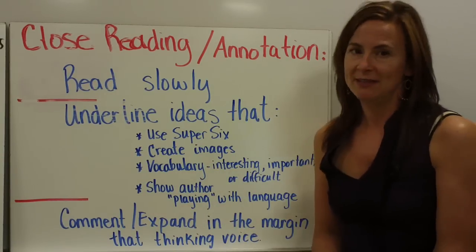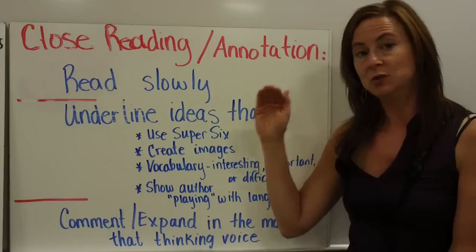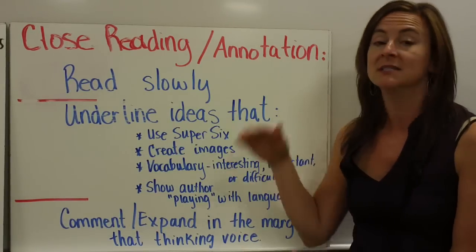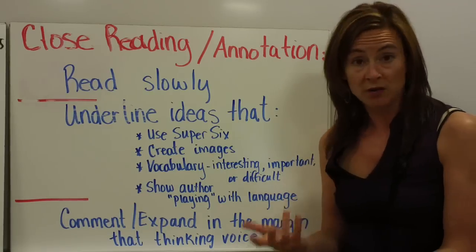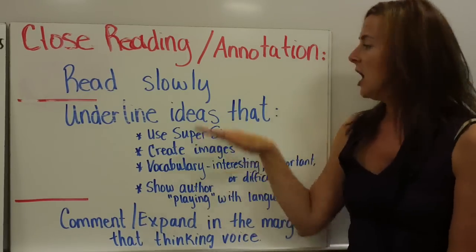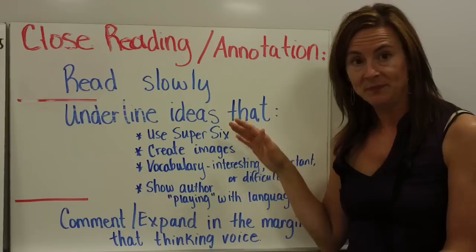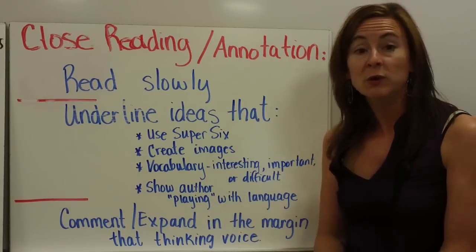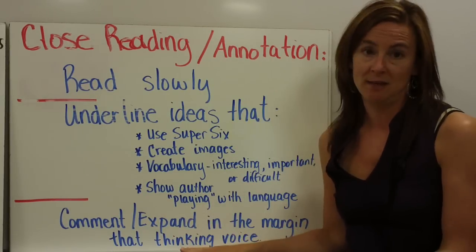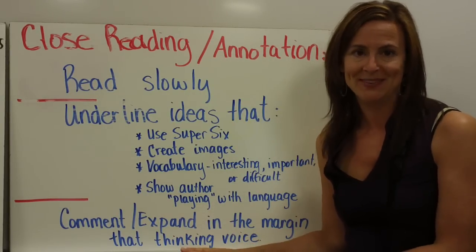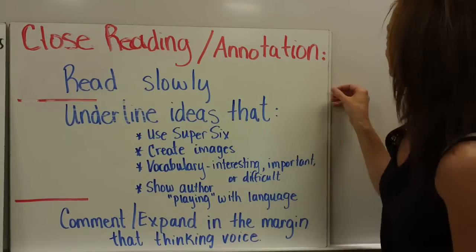Some readers find this difficult to do, to stop and comment every few lines. So another option is to read, underline when any of these things happen, and then go back and reread what you've underlined and comment at that time. Either way works just fine. Let's take a look at an example.